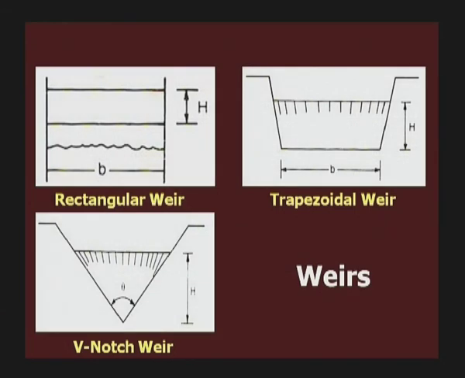The three types of weirs have been shown in this figure: rectangular weirs, trapezoidal weirs and V-notch weirs. Rectangular weirs are suitable for measurement of large streams. Trapezoidal weirs are suitable for measurement of medium streams, whereas V-notch weirs are suitable for measurement of medium and small streams.